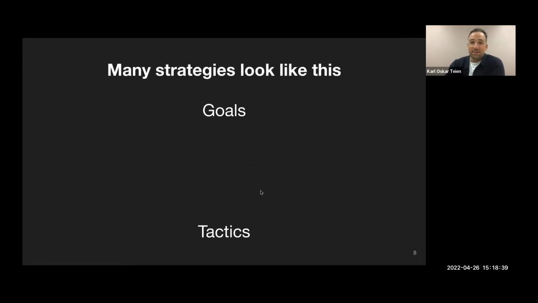And a lot of strategies look something like this, where you say, well, we have some goals. We want to have X number of subscribers, or we want to have a certain number of visitors every day, or we want to have an advertising revenue that looks something like this. And then you have some tactics to get there. So many companies will say, well, we're going to introduce a new format, or we're going to introduce story-like, Instagram-inspired experiences on our site to increase engagement. And those are tactics, right?